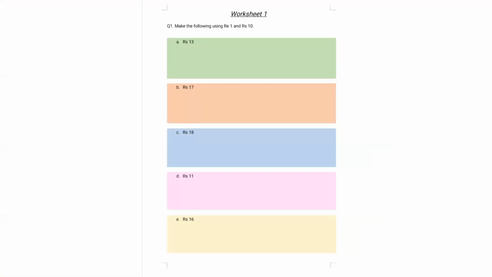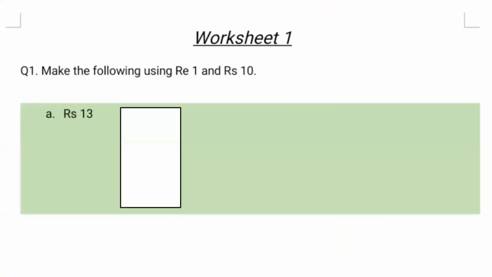In this worksheet, you have to make these rupees, make this money using only rupee 1 and rupee 10 notes and coins. So aapke paas kya kya hai? Aapke paas 10 ke note hai and 1 ke coins hai. And you have to make all of these monies. So I will show you the first example. What I have to do is I have to make rupees 13 and I only have rupee 1 coin and rupee 10 note. Let us see how we will do that.